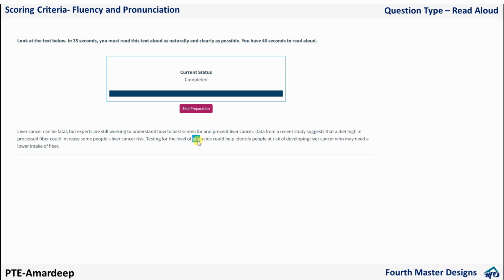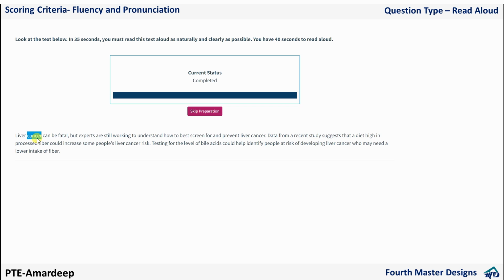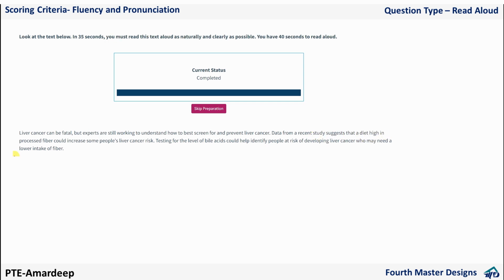Now, what if you do not know that particular sentence either? Let's say you decide on the first one. Liver cancer can be fatal, but experts are still working to understand how to best screen for and prevent liver cancer. Let's say you just read this one, or a little bit more. Data from a recent study suggests that a diet high in. Now, did I read 50% of the words? No. Okay, did I read?